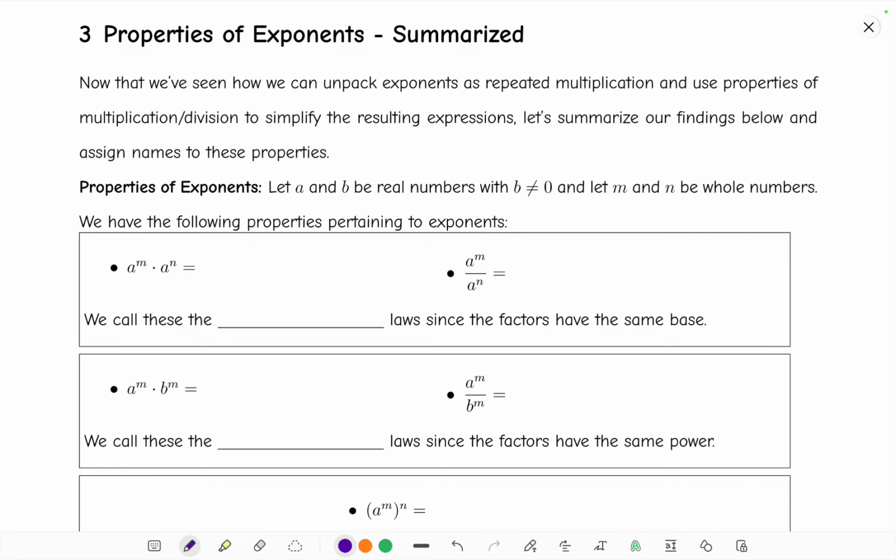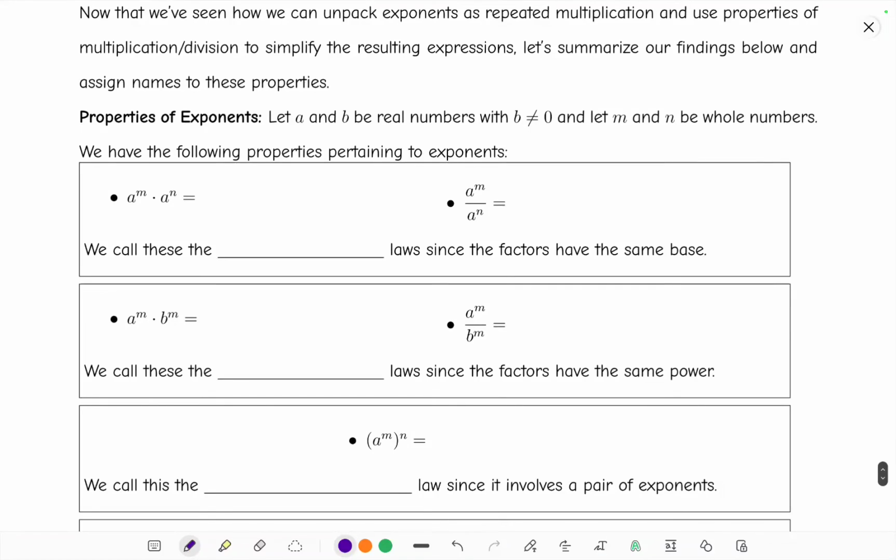The properties of exponents, where a and b are real numbers but b is not equal to 0. And then in our whole numbers, we have the following properties pertaining to exponents. a to the m times a to the n is a to the m plus n, and a to the m divided by a to the n is a to the m minus n. And together we call these the same base laws, since the factors have the same base.